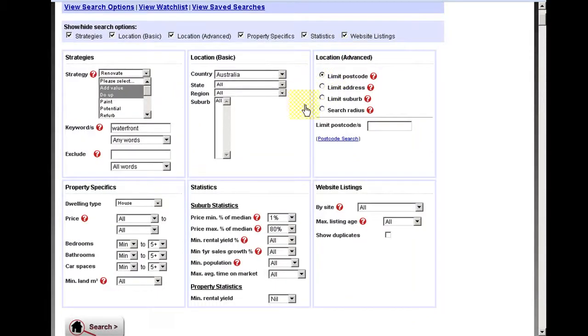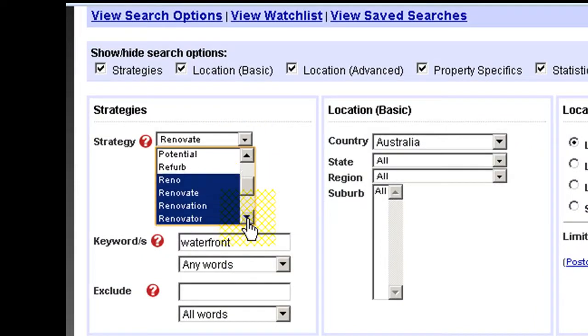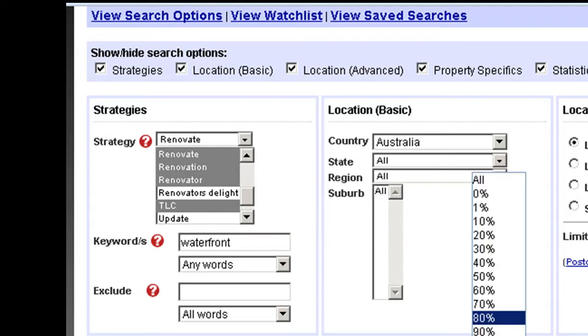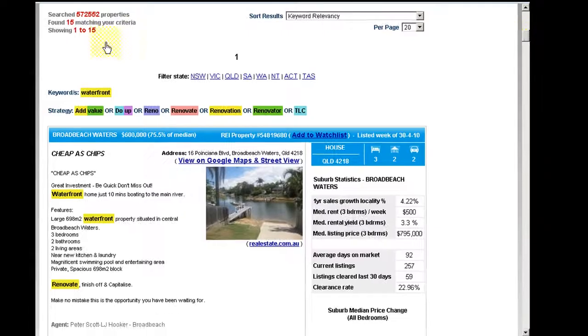Now, Investor Search also allows us to combine keywords or phrases. So let's take the renovation ones: add value, do up, renovate, renovator, etc., with our own keywords or phrases. So I've typed in waterfront. I'm looking for a waterfront house. I've selected a maximum of 80% of the median, so I'm looking for anything that's at least 20% under the median. It's got renovator keywords in it and waterfront. So I hit search. Up comes just 15 properties across the country.